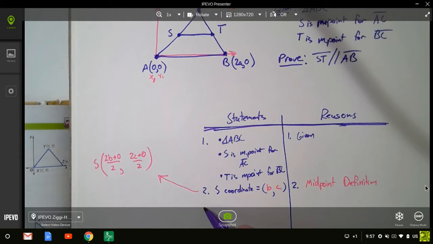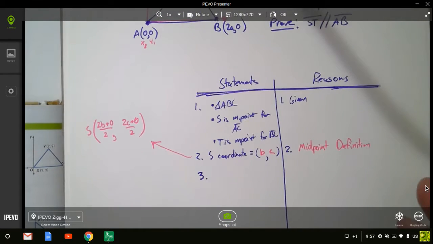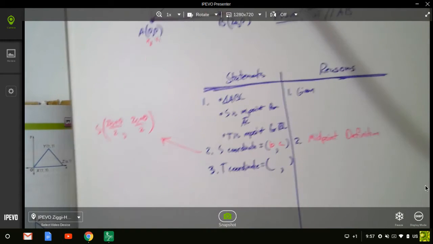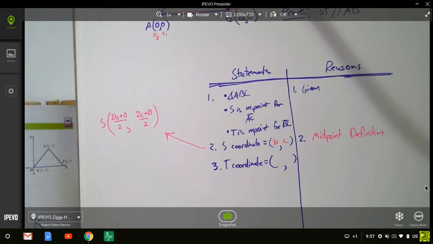Where are we? Find T as well. Yes, thank you guys. We should find t. So we're going to say the t coordinate is equal to, and then we're going to leave a space. Find the coordinates for that point. And then you're going to do the same thing, but say it's t.